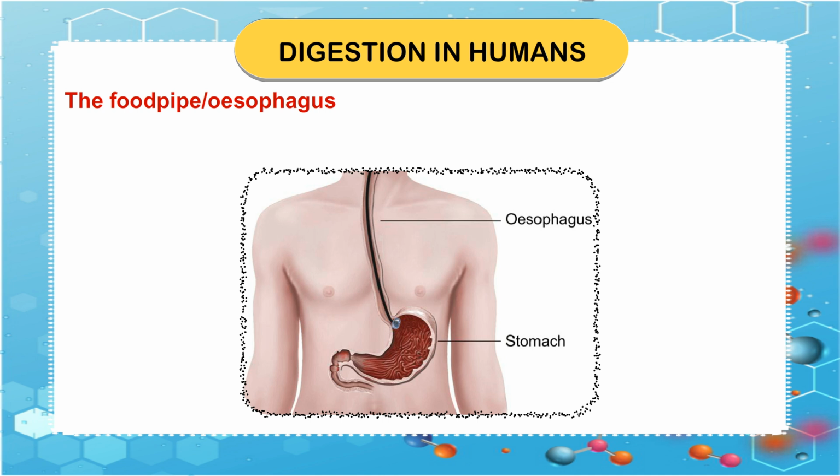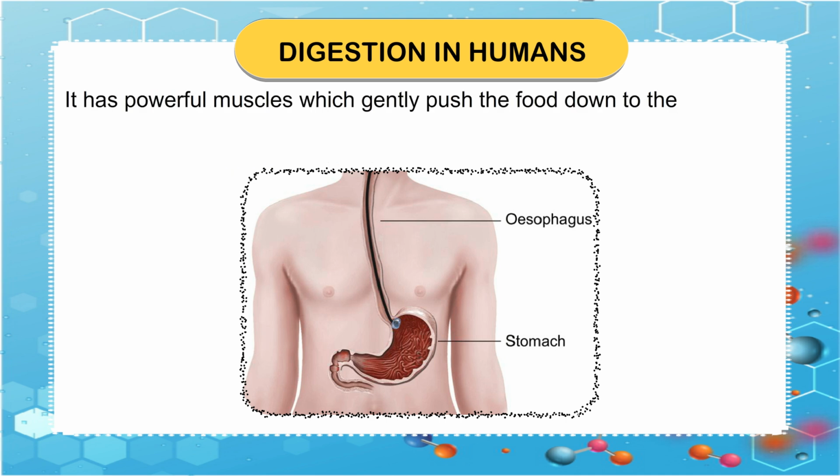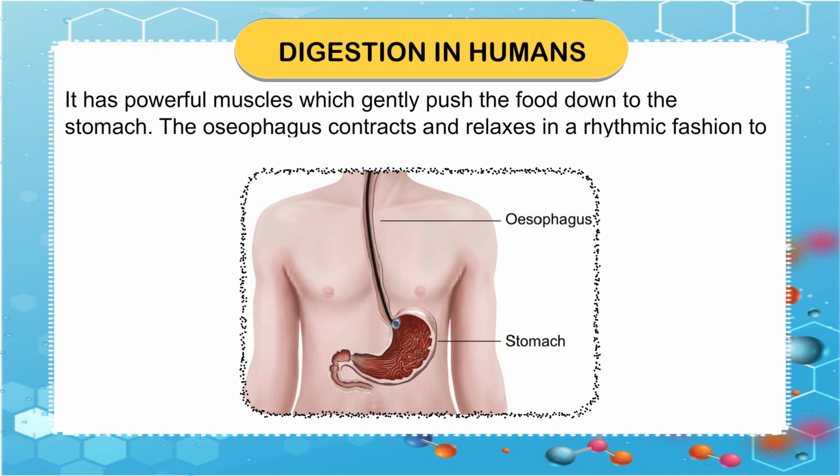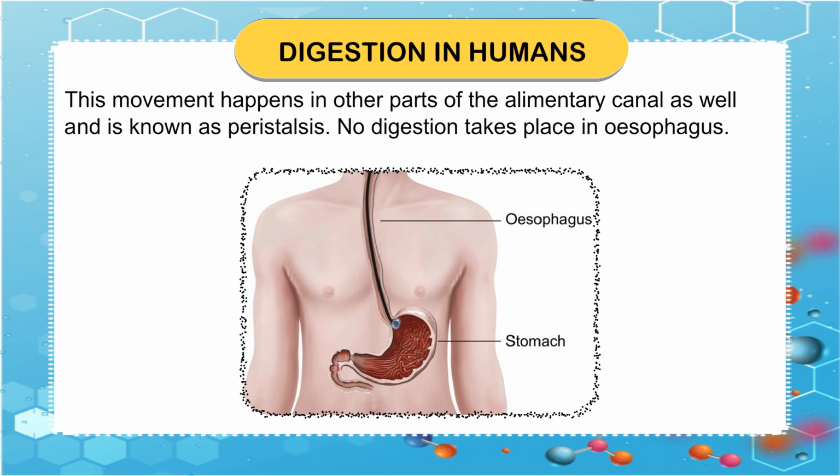The food pipe, esophagus. Esophagus is a tube-like structure connecting the mouth and the stomach. It is about 3 centimeters long. It has powerful muscles which gently push the food down to the stomach. The esophagus contracts and relaxes in a rhythmic fashion to facilitate the forward movement of food. This movement happens in other parts of the alimentary canal as well and is known as peristalsis. No digestion takes place in the esophagus.